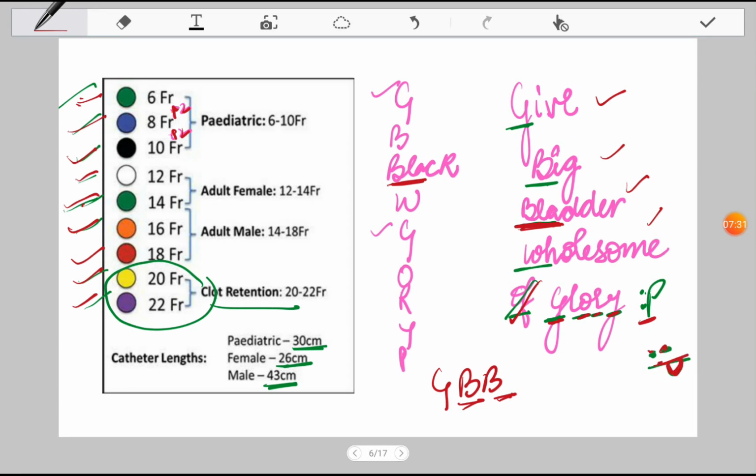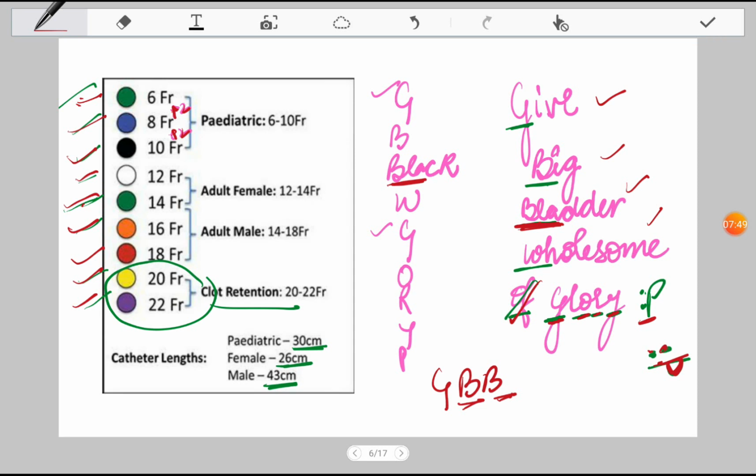So I just remember it like this, and it is a funny saying: if the bladder has gone big, give it a wholesome of glory. The glory means catheter, so it is completely related to the catheter, so I am able to remember this, so I'm sharing it with you too.